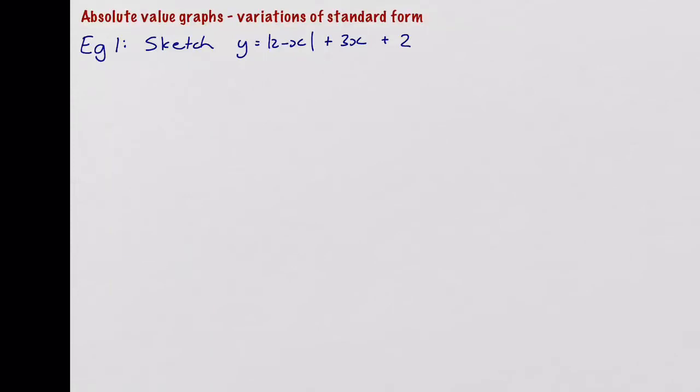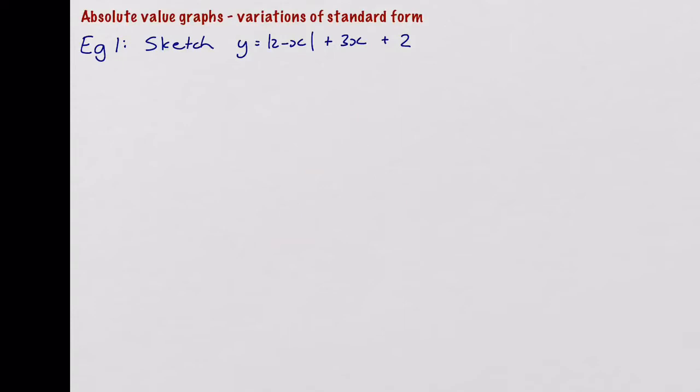Good morning and welcome to your final lesson for the term, absolute value graphs. These are variations of the standard form. So you might remember in the previous lesson we looked at normal straight line sketching, where the graph either had a positive straight line shape like that, or it had a negative straight line shape like that.